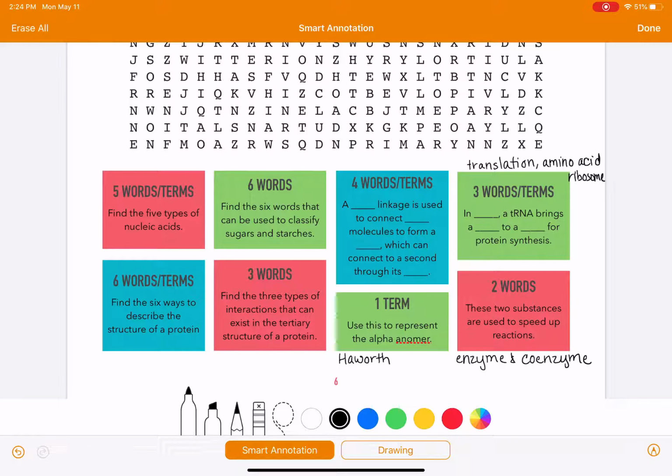Let's go to the upper left pink, 5 words. Find the 5 types of nucleic acids. So that's going to be DNA, RNA. I think we're going to count that multiple times. rRNA, mRNA, and tRNA.